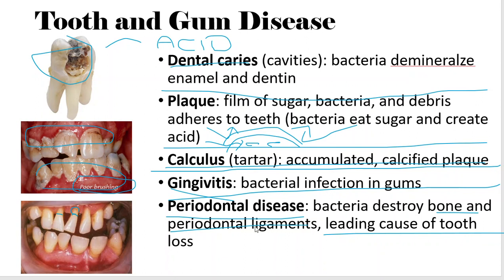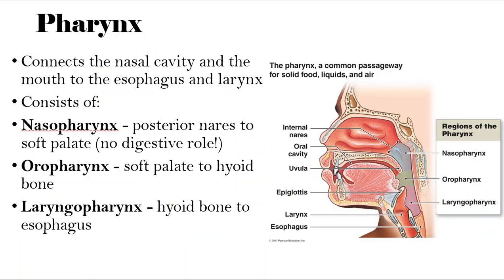When the periodontal ligaments, the gomphotic joint holding the teeth in, are gone, then the tooth has nothing to hold it in. There's a lot of expensive dental procedures to fix that, implants and so forth.